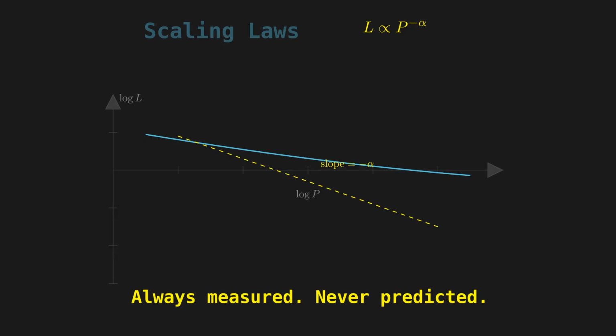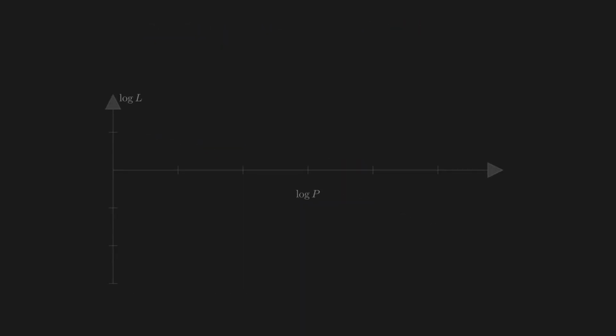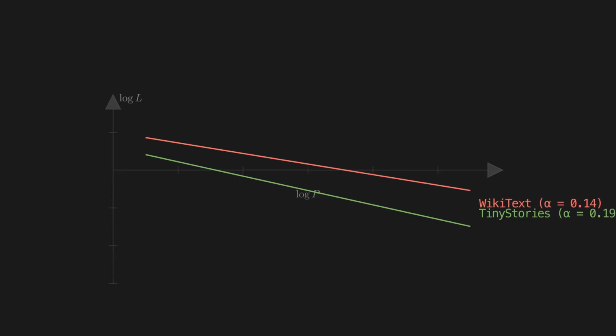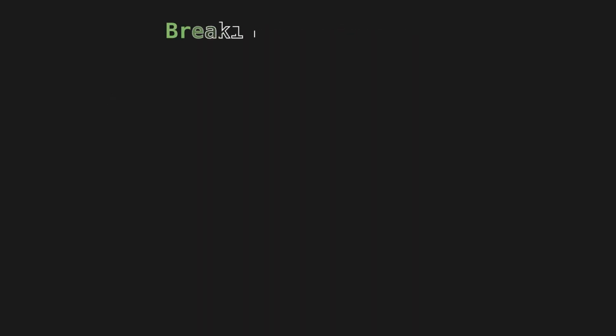And here's the puzzle. Different datasets give different exponents. Train on TinyStories, which is a dataset of simple children's stories, and you get one alpha. Train on WikiText, which is made up primarily of Wikipedia articles, and you get a different alpha. The exponent clearly depends on the data. But on what property? What is it about a text corpus that determines how fast a model can learn from it? To understand scaling laws, we need to look more carefully at what a language model is learning.